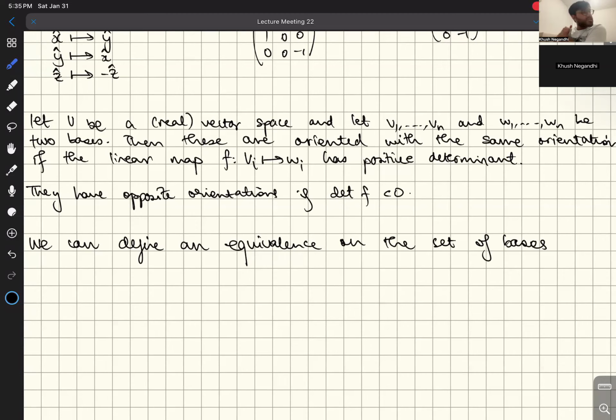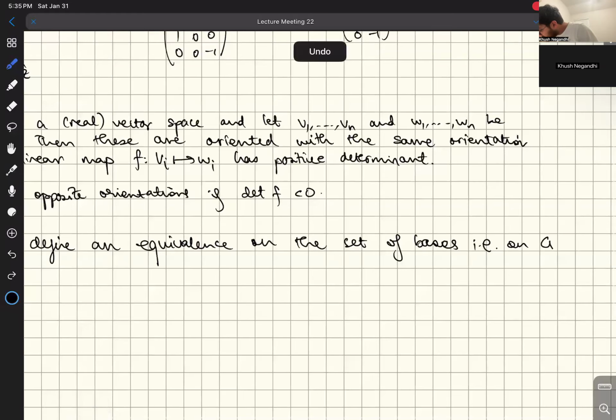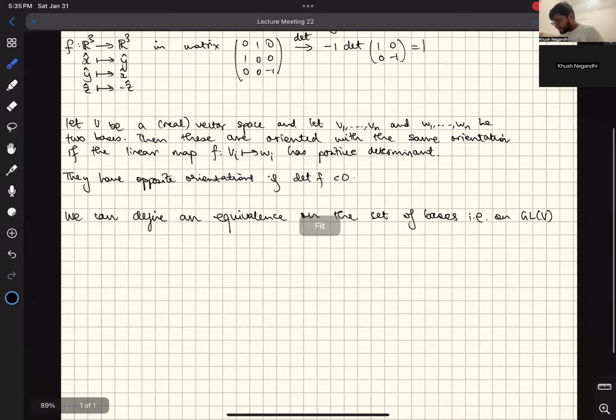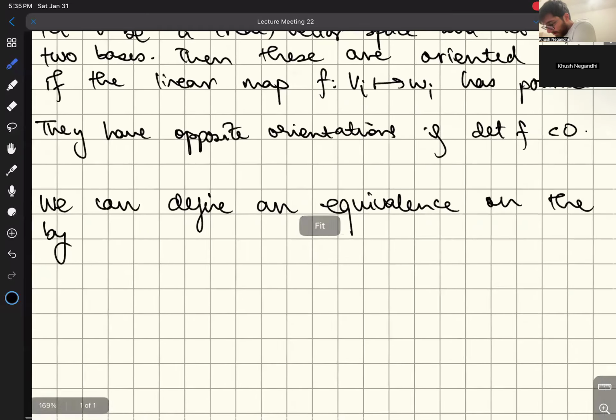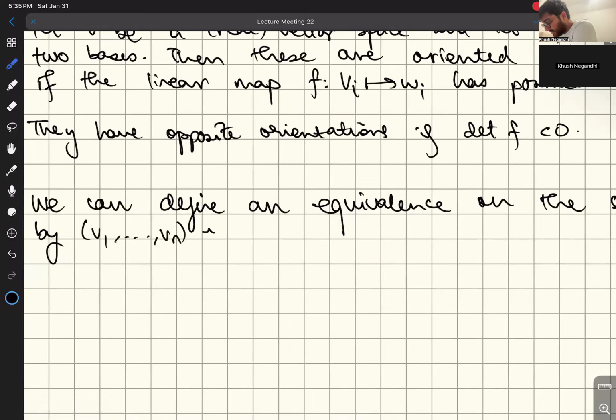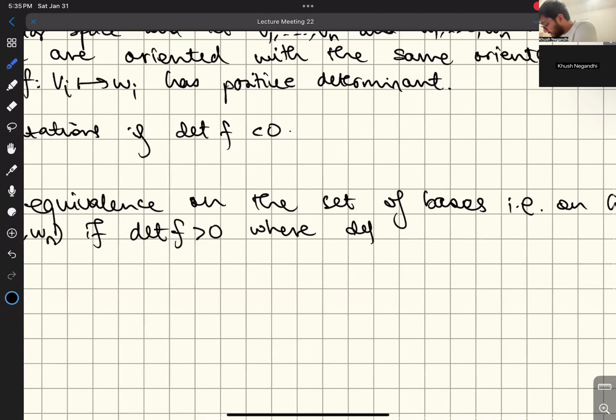You can also think of this set of bases as the general linear group of the vector space, right? Because they just give you every linearly independent map. So we can define an equivalence on the set of bases, i.e. on GLV, by: V1 up to Vn, an ordered basis, is equivalent to W1 up to Wn if the determinant of f is bigger than 0, where f is defined as above.